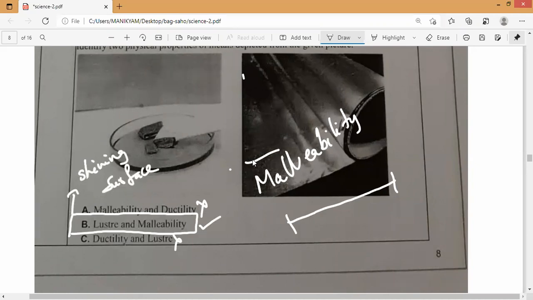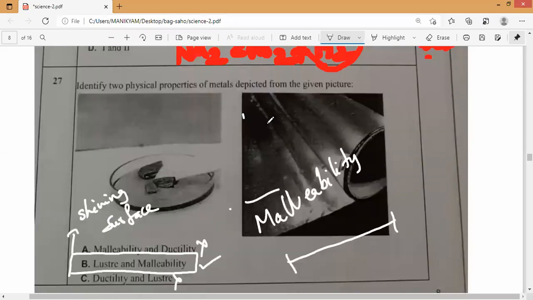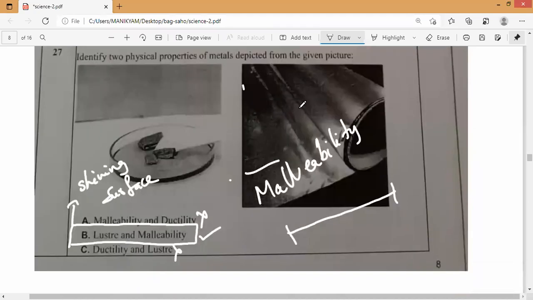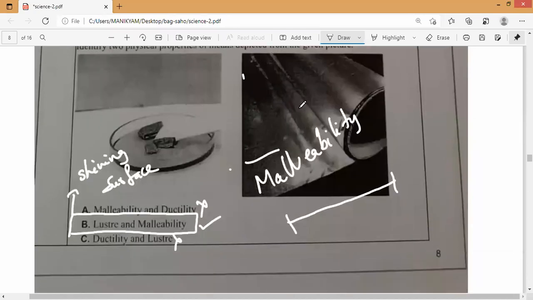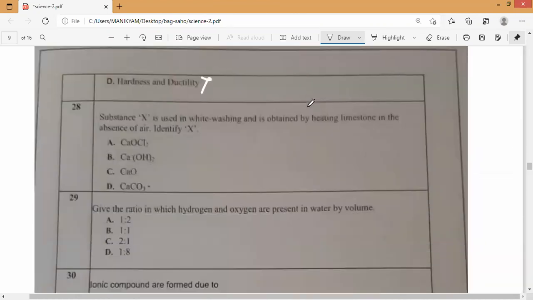Is this pen looking good, guys? White color, surface. So what is the correct answer? Identify two physical properties of metals depicted from this given picture: shining, luster, and malleability. Okay. That is it. So next one.